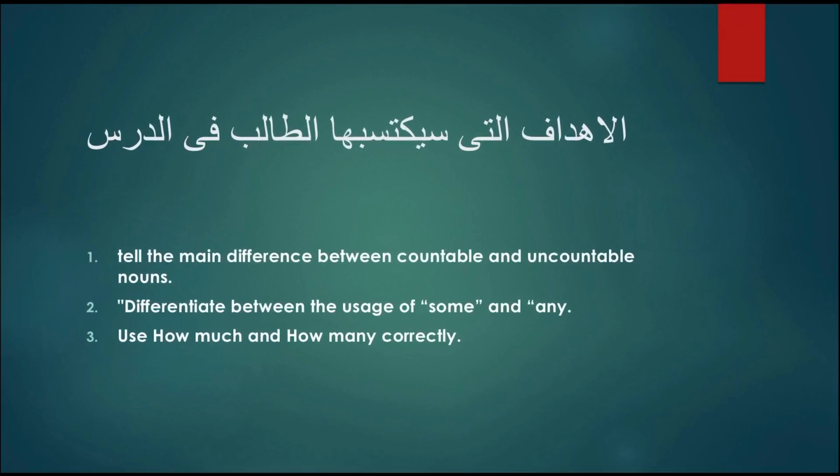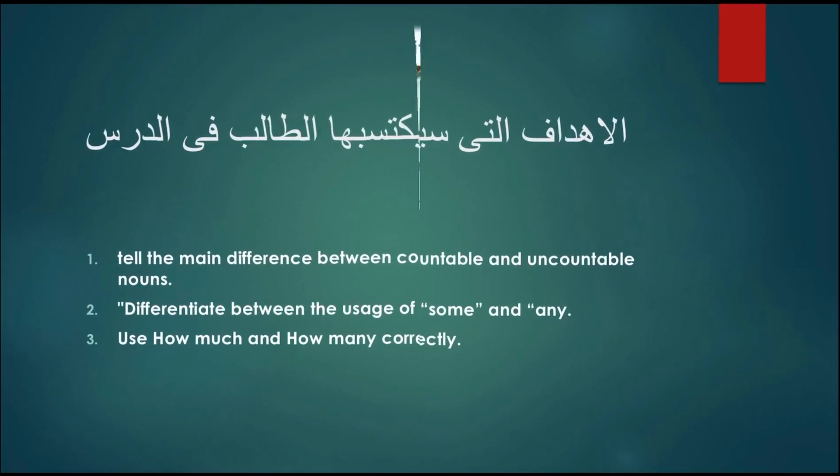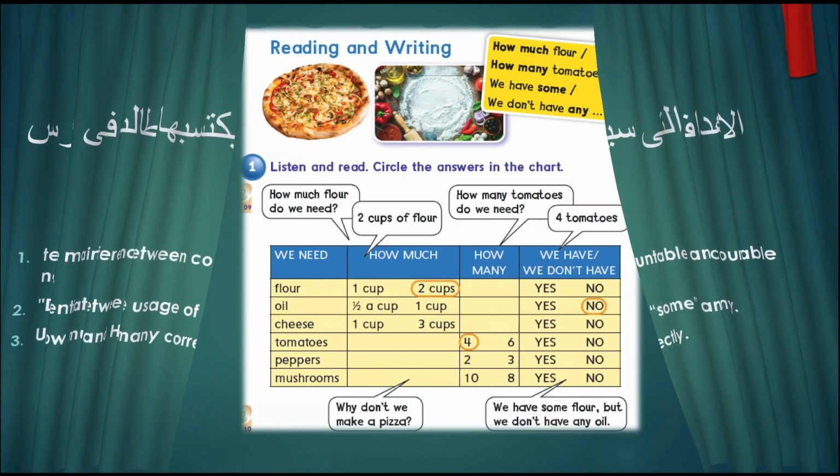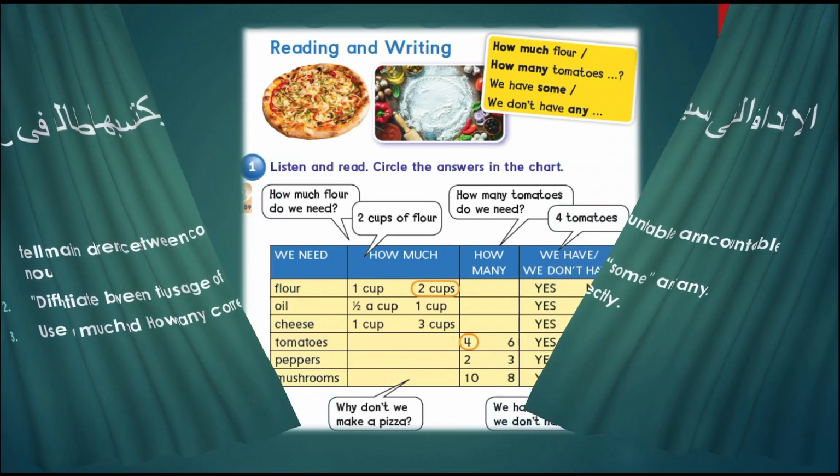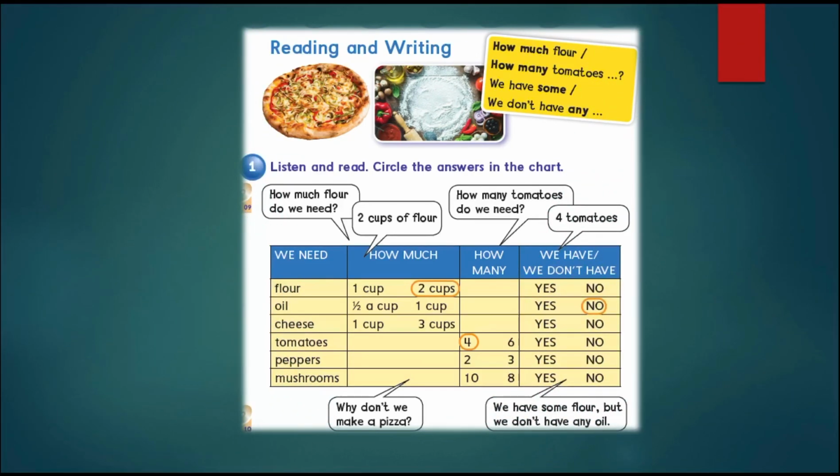The skills that we need to learn in this lesson are: number 1, to tell the main difference between countable and uncountable nouns. Number 2, to differentiate between the usage of some and any. Number 3 is to use how much and how many correctly. These are 3 main skills that we need to learn in this lesson. So let's start by reading and writing.